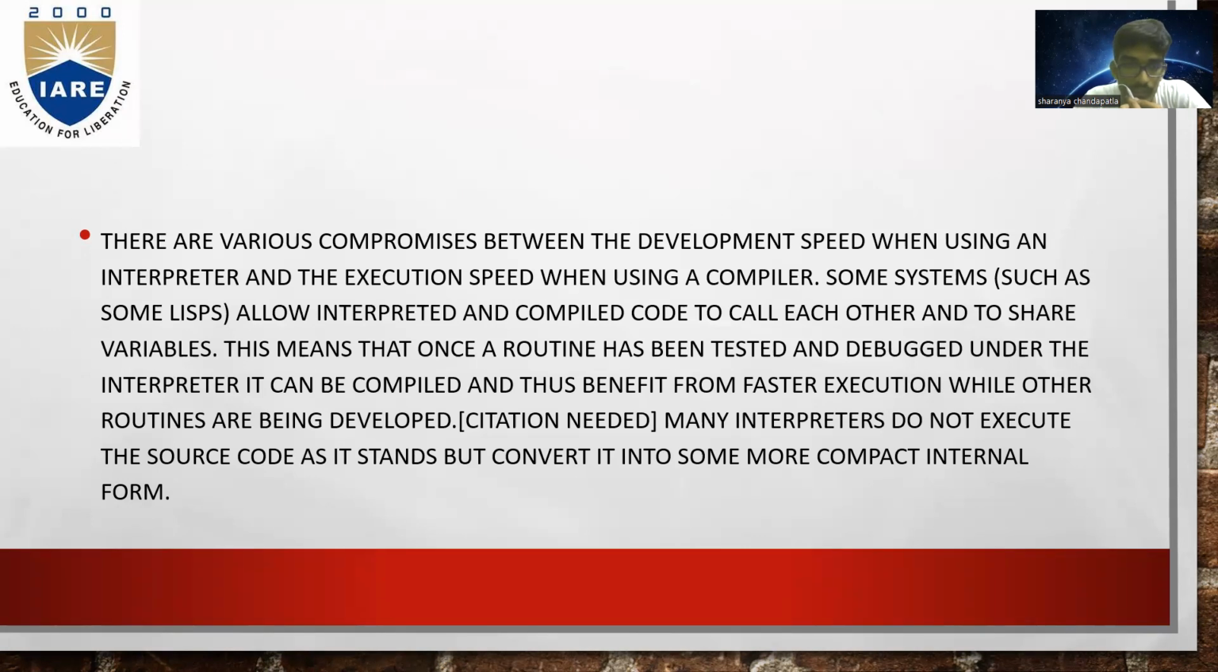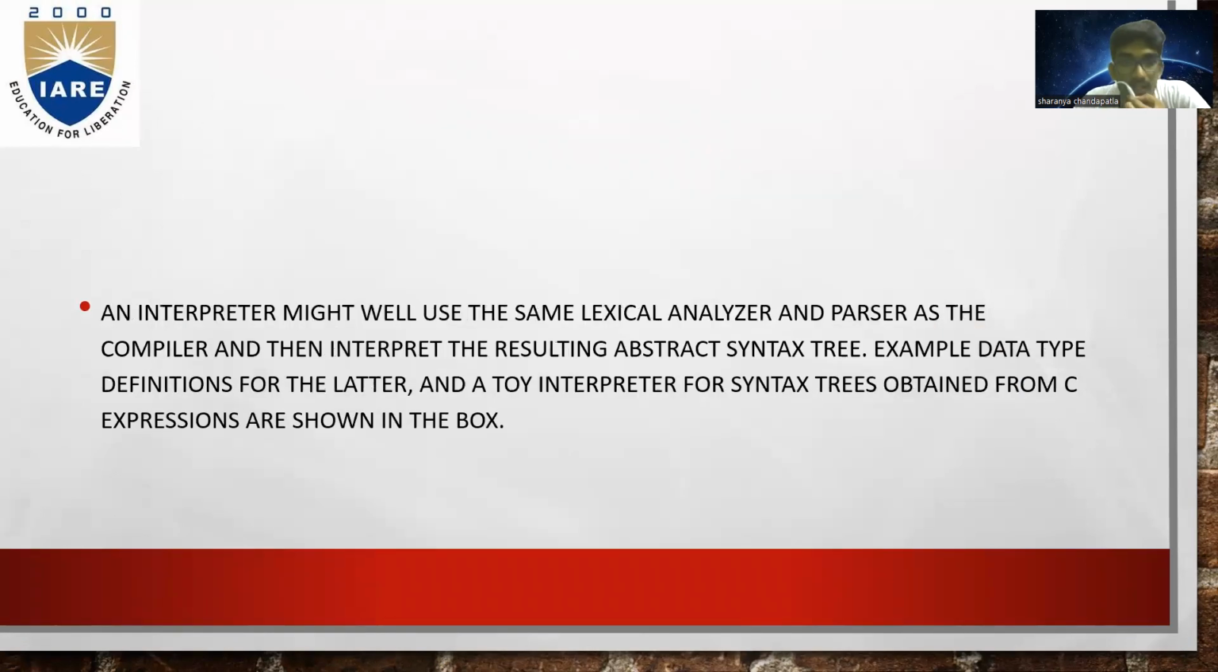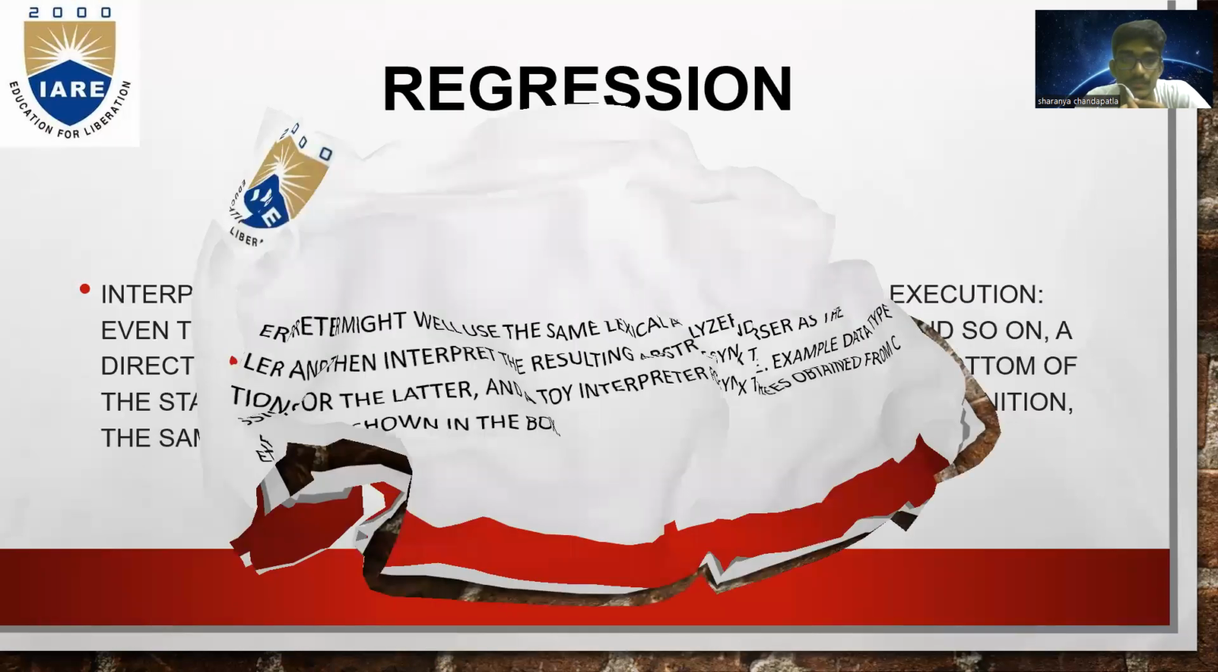Many interpreters do not execute the source code as it stands but convert it into some more compact internal form. An interpreter might well use the same lexical analyzers and parsers as the compiler and then interpret the resulting abstract syntax tree. Example data type definitions for the latter, and a toy interpreter for syntax trees obtained from C expressions, are shown in the box.